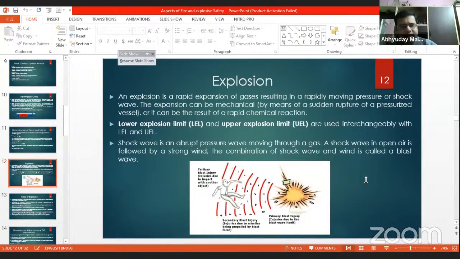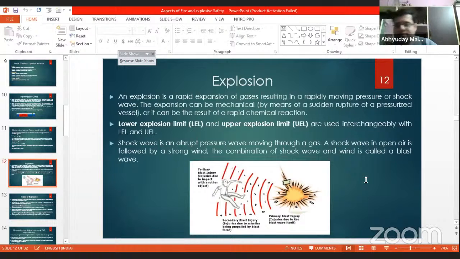The explosion can be mechanical, that is by a rupture of a pressure vessel, or it can be the result of a rapid, uncontrolled chemical reaction. Whenever a chemical reaction becomes very rapid, the rate of the chemical reaction becomes uncontrolled, or it becomes a runaway reaction, the contents of the reactor may explode. And when the explosion happens, the air near it gets compressed, and this compressed air is propagated through the surrounding as a shock wave, as you can see in this figure.